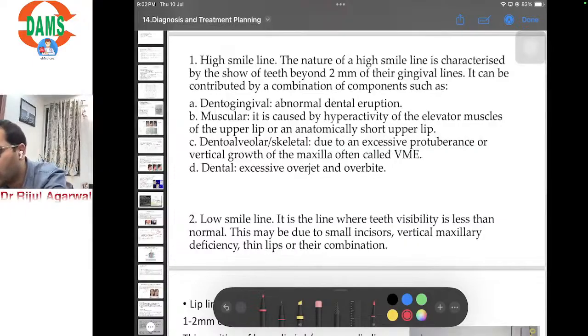So in that case, what you need to do is give an injection in the muscles, Botox injections and all that, which is quite popular nowadays. Anyhow, we are not going to discuss that. Dentoalveolar or skeletal is due to excessive protuberance or vertical growth of the maxilla, known as VME, and dental can be due to excessive overjet and overbite. And low smile line will be exactly opposite to that.